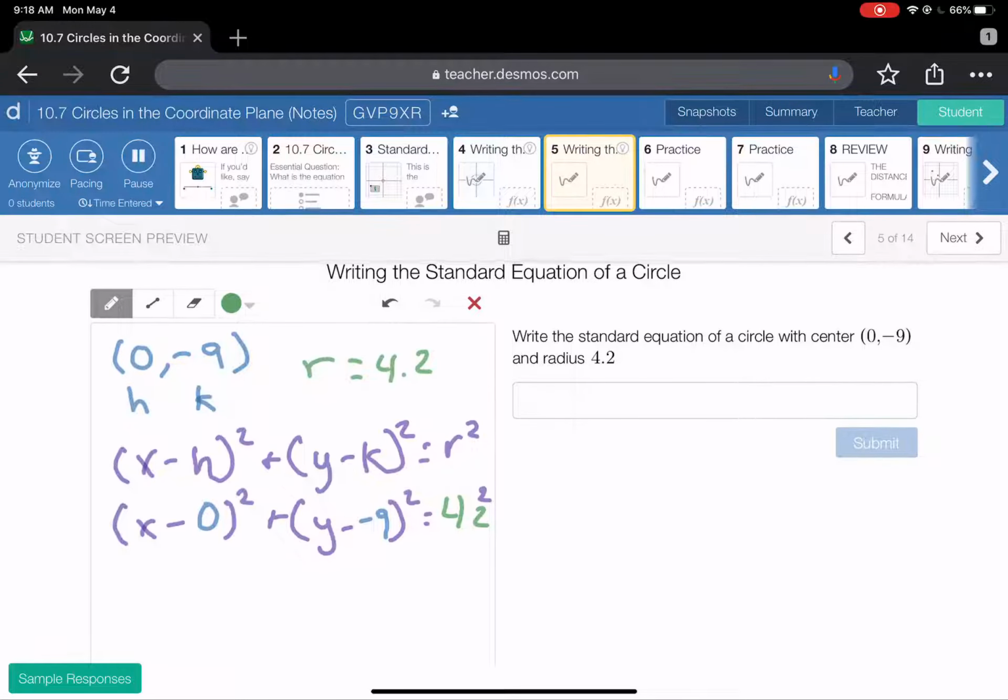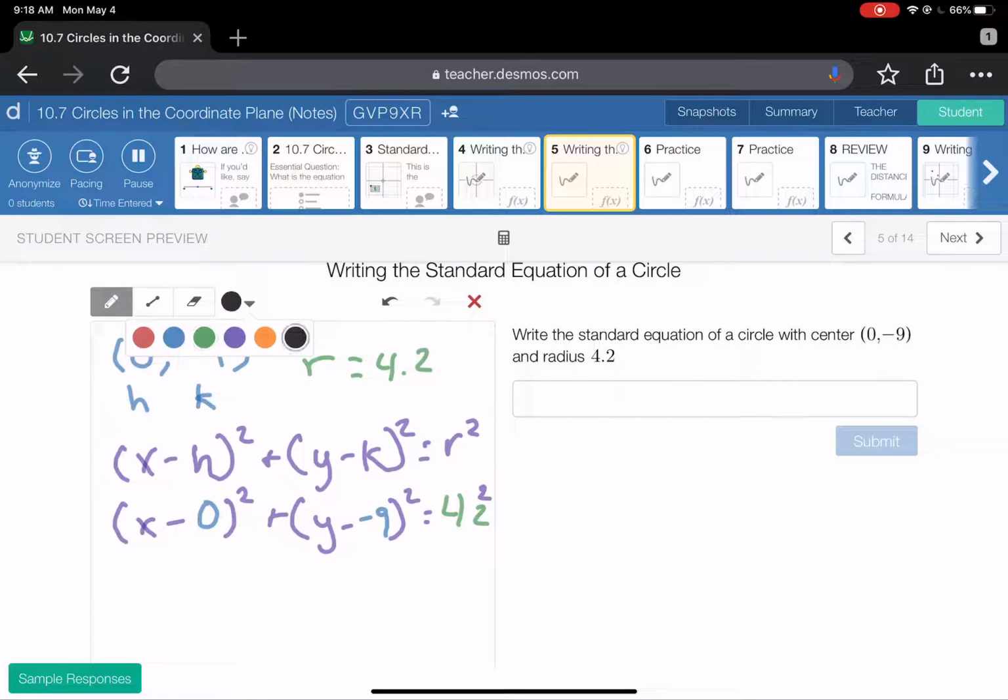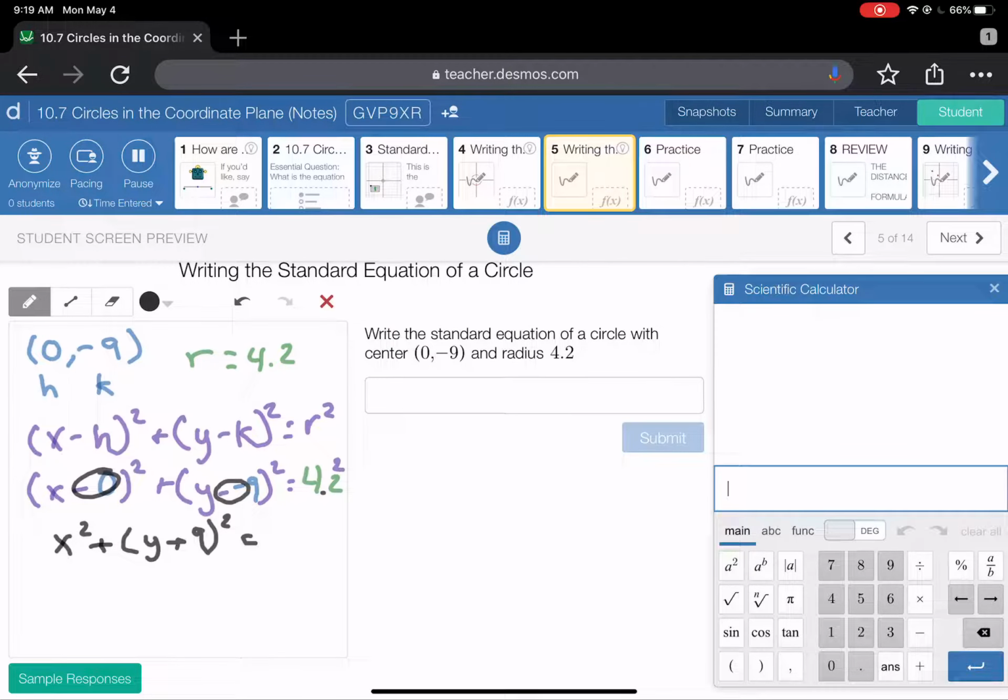All right, so I'm going to simplify before I go ahead and type it in. So let's get the 0, we don't have to write it, so this is just x squared plus y, and then double negatives become a positive. So (y + 9) squared is equal to, and then I just need to figure out what 4.2 squared is, and I'm going to pull up my calculator for that. 4.2 raised to the power of 2, and I see I have 17.64.